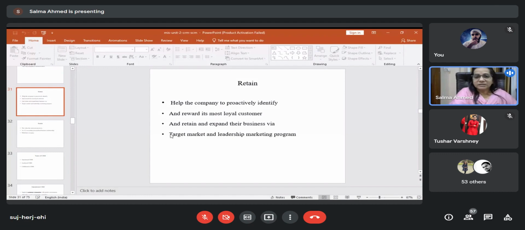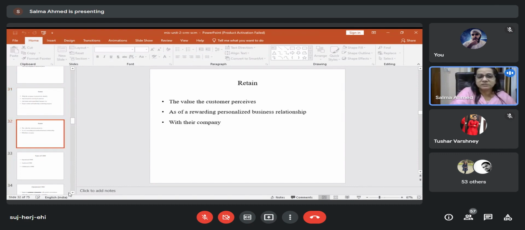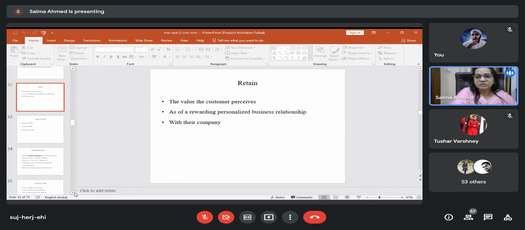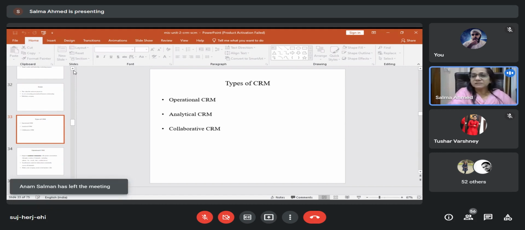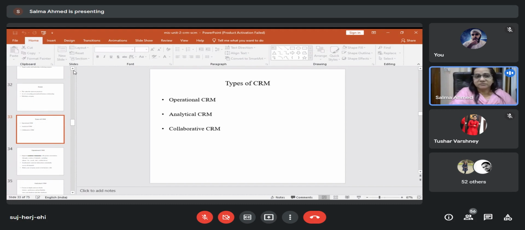So we retain and reward the most loyal customer. We retain and expand their business via target market and leadership marketing programs. So whatever discounts and schemes there are, they are first offered to them. So the value the customer perceives is a rewarding, personalized business relationship with the company. Now, what are the types of CRM? The phases, therefore, are first acquiring the customer, then enhancing his experience through cross sell, upsell, downsell, whatever, and then retaining the customer through different kinds of loyalty schemes.